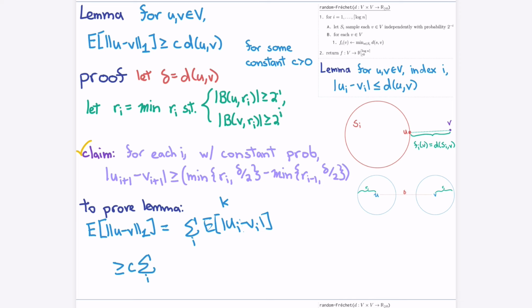Some constant c, min r_i, delta over 2, minus min r_{i-1}, delta over 2. And so there's going to be only one term of the form delta over 2 minus r_i for some large i, and then the rest will be r_i minus r_{i-1}. So they'll all telescope out. And I guess r_0 will be 0 because radius 0 is 1 point in the ball. So, yeah.